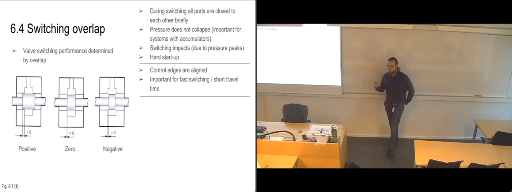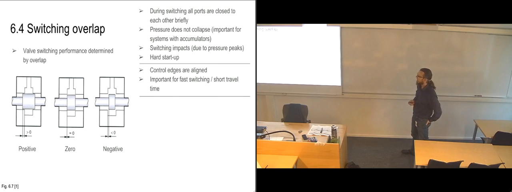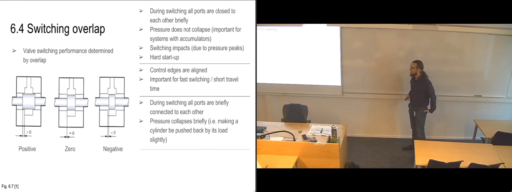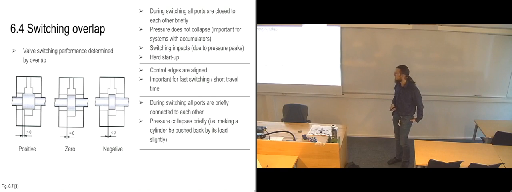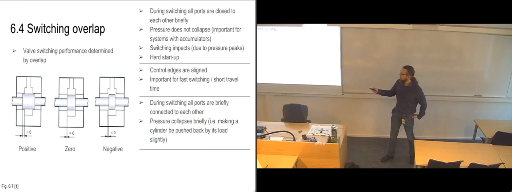So it doesn't actually close off any of the flows. It's only when you actually move the piston over to one side that it starts closing off one of the flow directions. So this means, of course, that you get flow through all of the ports when you have it in the neutral position. And this also means that we get a brief pressure collapse, especially if you're moving the piston from this side and over to this side.